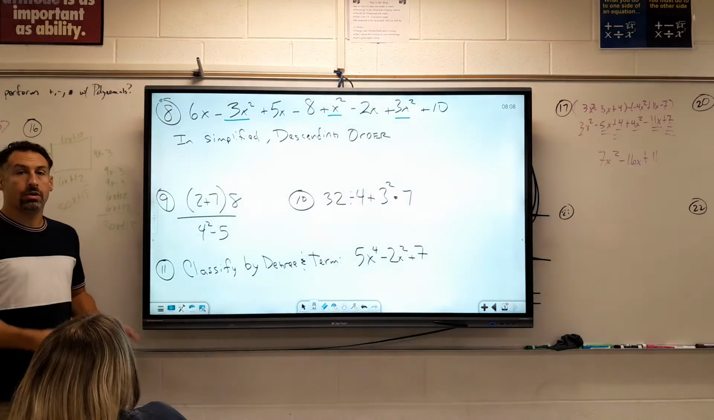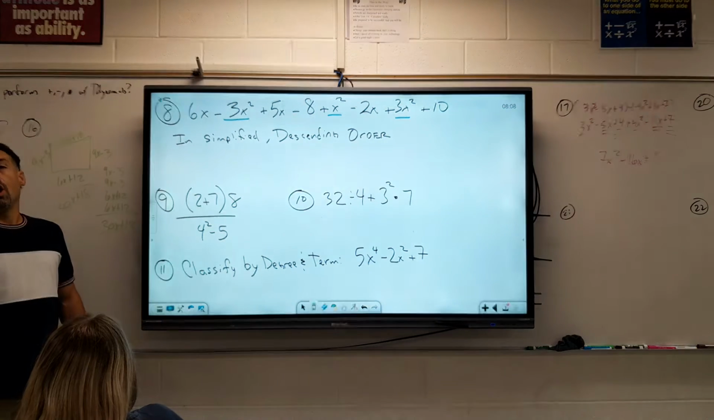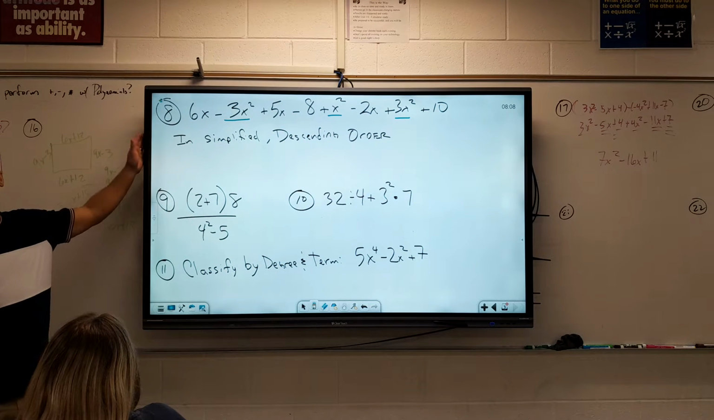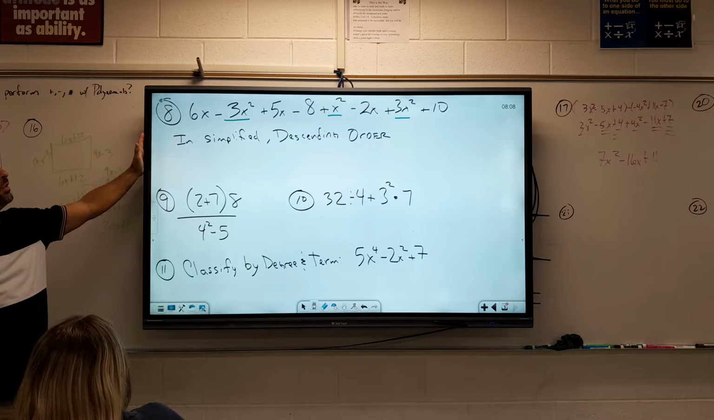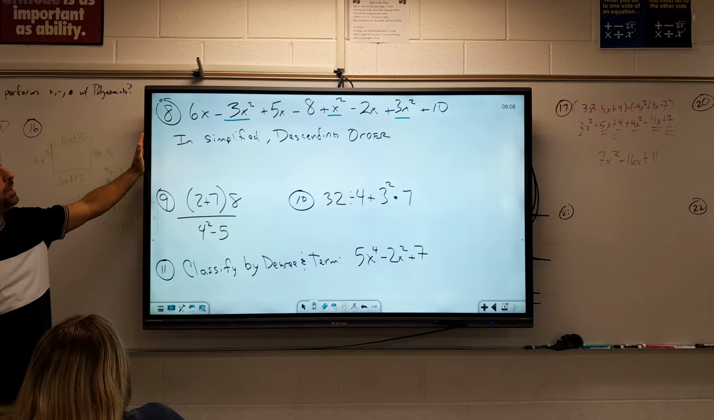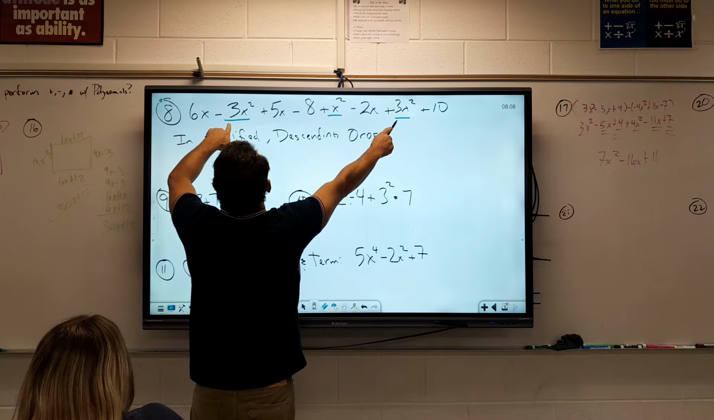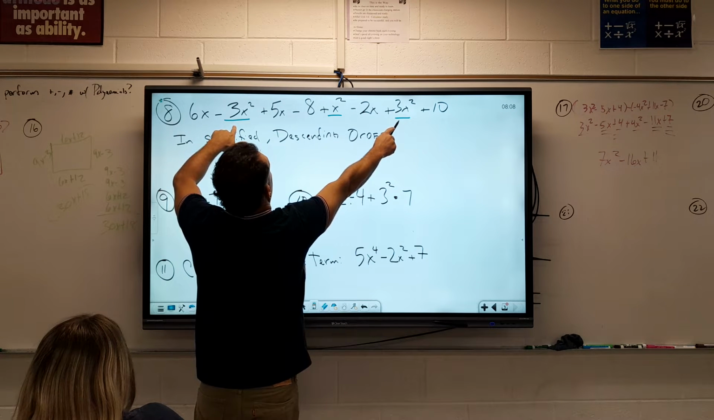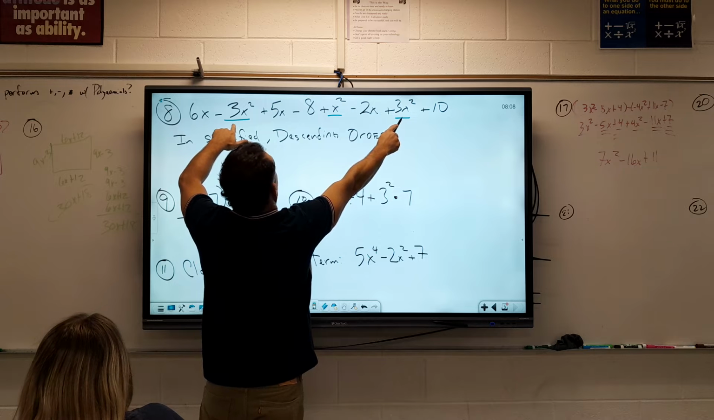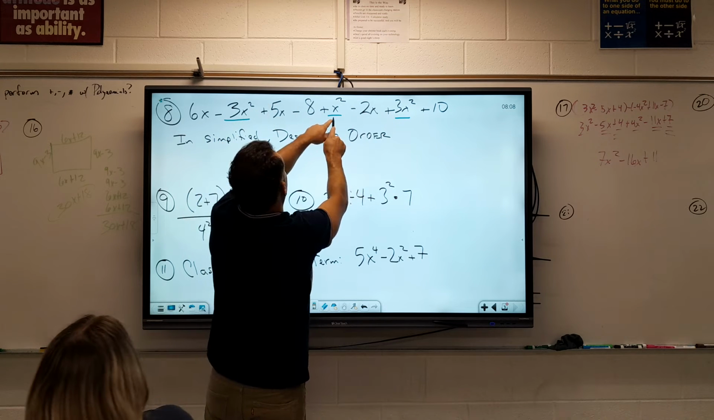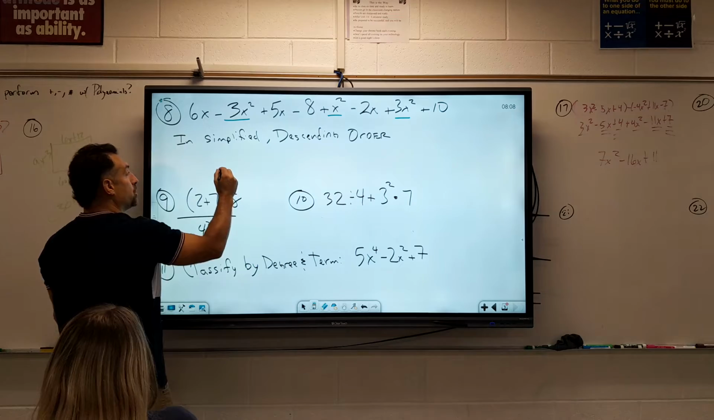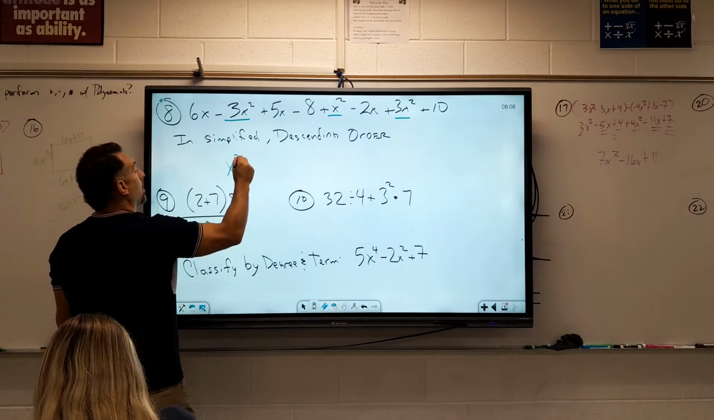Are there any other x squareds? No. So what do they add up to be? Well, what if 3x squared and -3x squared make what? 0. 3 minus 3. So that's all that's left. So the first term is x squared.